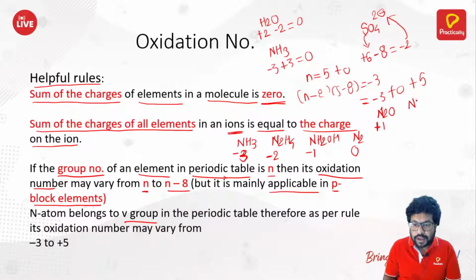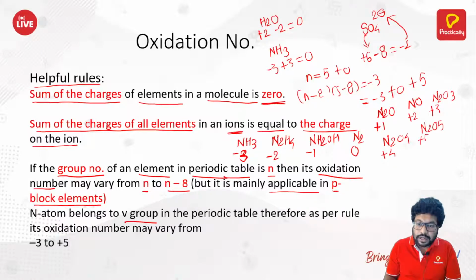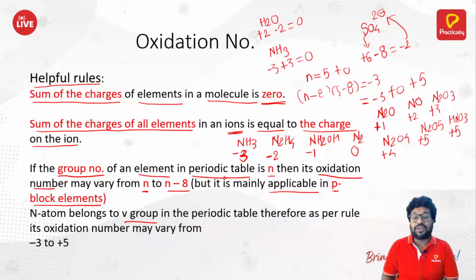Then you have NO, nitric oxide, where nitrogen is in a plus 2. Then you have N2O3, where nitrogen is in a plus 3. Then you have N2O4, where nitrogen is in a plus 4. Then you have N2O5, where nitrogen is in a plus 5, or HNO3 also, where nitrogen is in a plus 5. So these are some of the oxidation states of nitrogen, ranging from minus 3 to plus 5. And I showed you how these rules can be helpful to you.